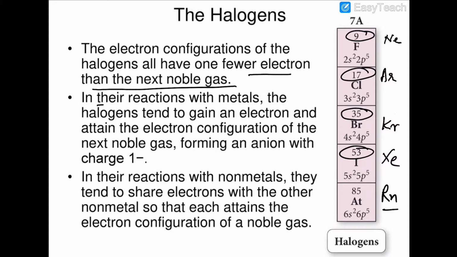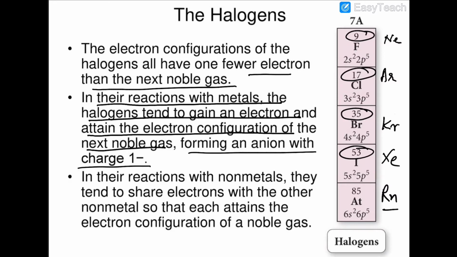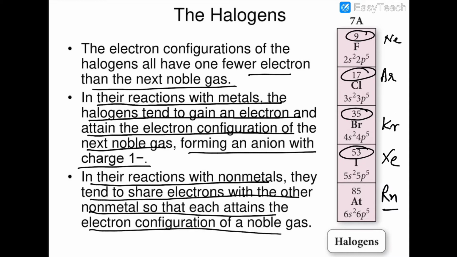So in their reaction with the metals, they tend to gain an electron and attain the electronic configuration of the next noble gas. So their ions are in the -1 form, like the very well known fluoride, chloride, bromide, and iodide. In their reaction with the non-metals, they tend to share electrons with the other non-metals, and they want to complete the octet by forming various molecules. So with non-metals, they are able to form covalent compounds, and with metals, they are ready to form ionic compounds.